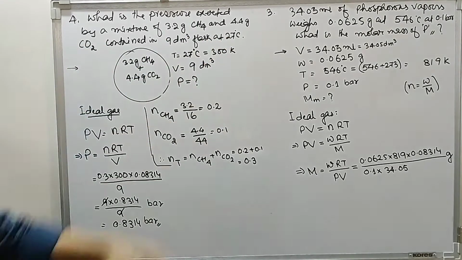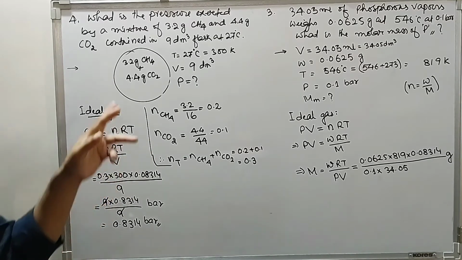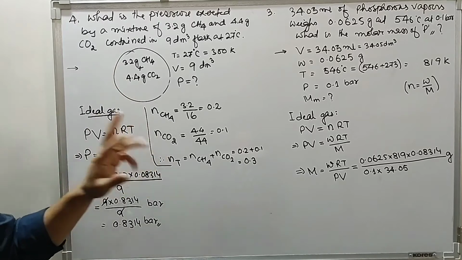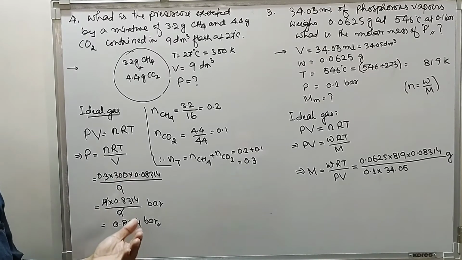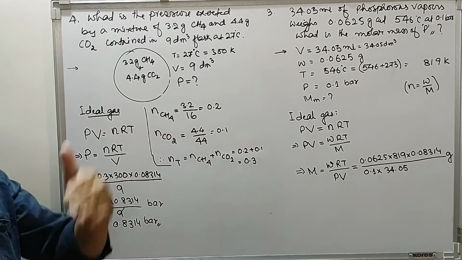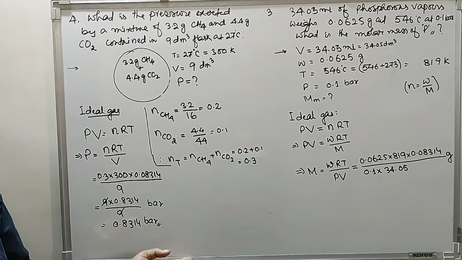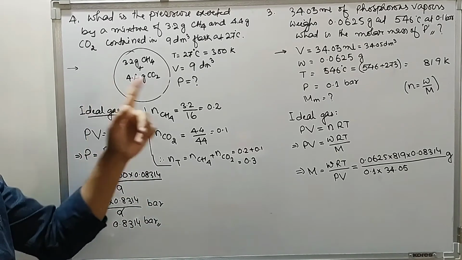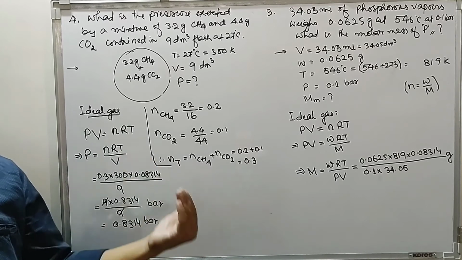at 300 Kelvin. So again I was focusing on this, how to find the total number of moles. If only one gas is given, then it's very easy. But if more than one gas is present, then we have to convert the mass into number of moles. Then the number of moles should be added to get the total number of moles. So this is how to handle a mixture of gases.